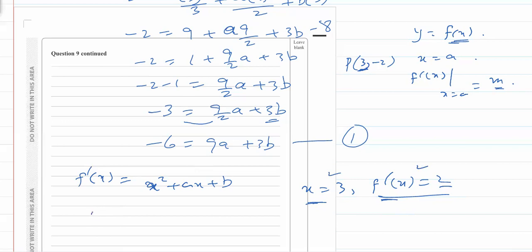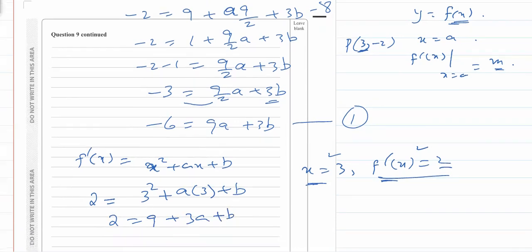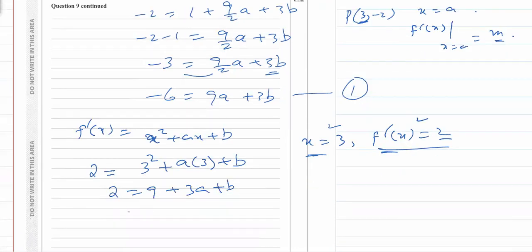So what we will have here is 2 equals 3 square plus a into 3 plus b. So I will have 2 is equal to 9 plus 3a plus b. We take 9 to the other side. It will be 2 minus 9 is equal to 3a plus b. So 3a plus b will be equal to minus 7. Say this is equation number 2.